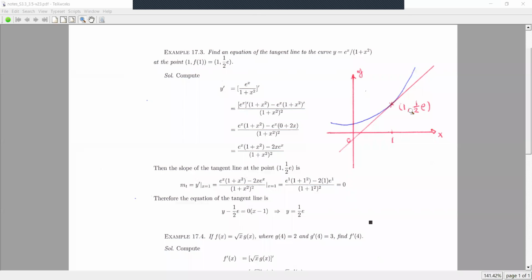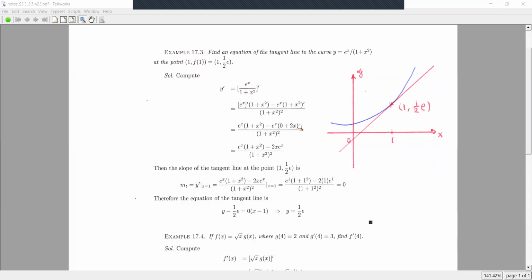About this tangent line, we know one point on it. So what we need is the slope of the tangent line. To find the slope of the tangent line, we compute the derivative of the function. The function is a quotient. So by the quotient formula, we have this equation. Now, the derivative of e^x is e^x. The derivative of 1 plus x squared is 0 plus 2x. So we have this equation.